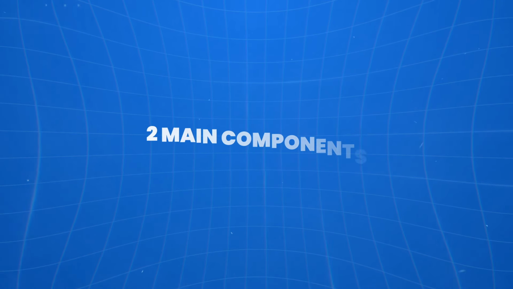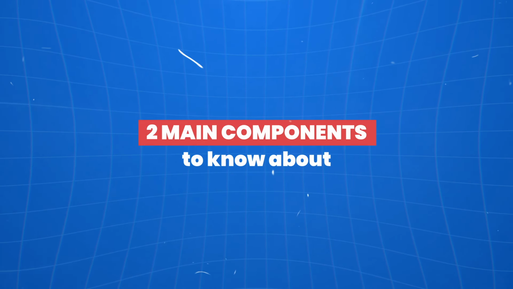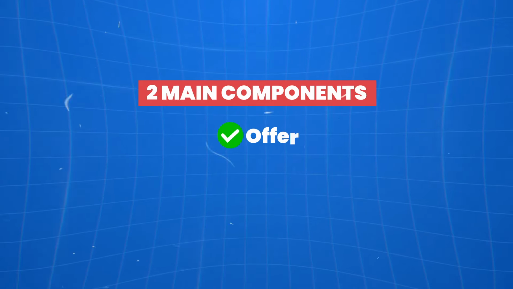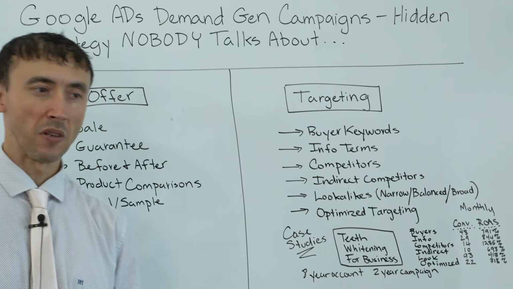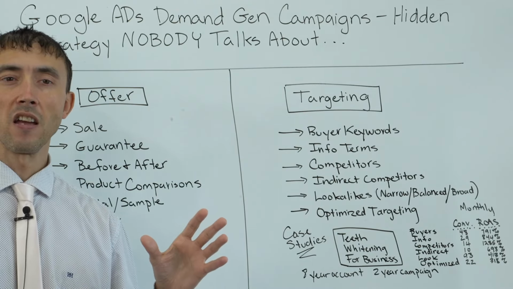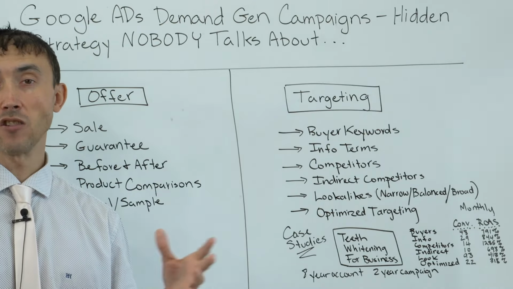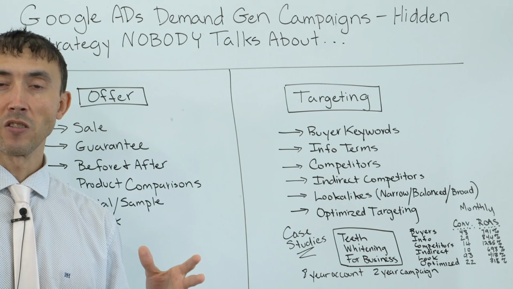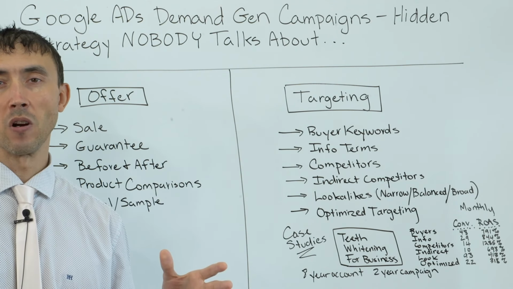For that matter, there are two main components of demand gen campaigns that you've got to know about in order to get your campaigns to work. There's the offer and then there's the targeting. Forget about running your demand gen campaigns and just simply saying, hey, here's our product, buy it or don't buy it. If you are in a non-competitive market with super high demand, you may be able to actually get by with that. But if you're in a saturated market, you're one of many doing it, it's not going to work.